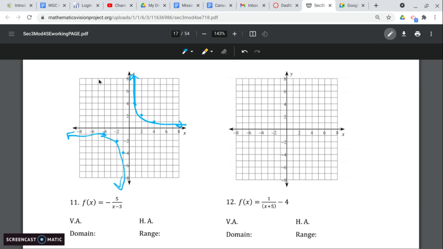And so we can see they're approaching the axes. Mine's not as close as it should be, but never crossing either of those axes.